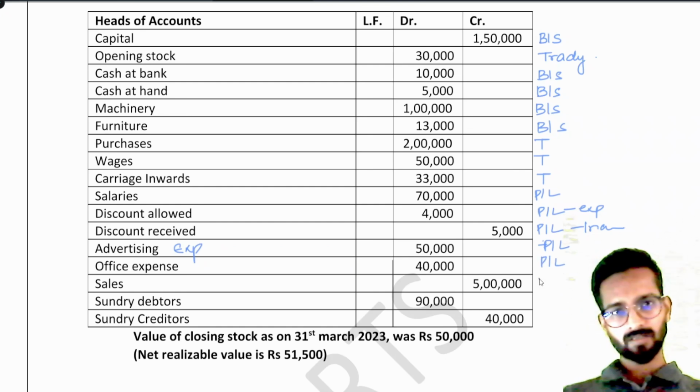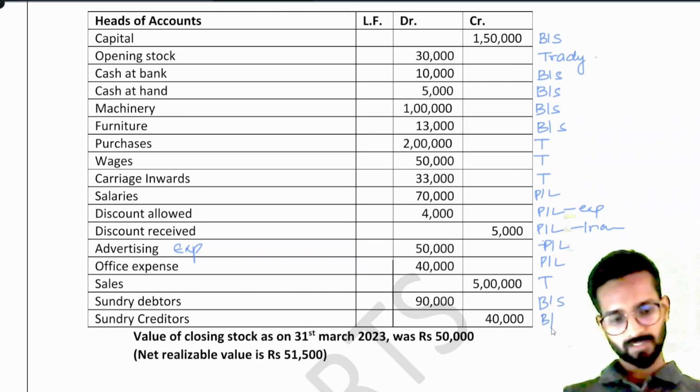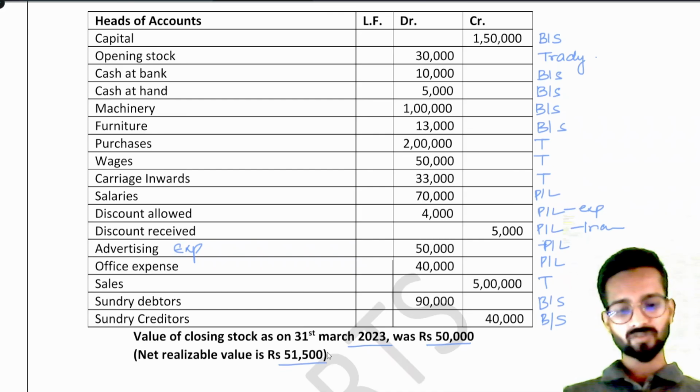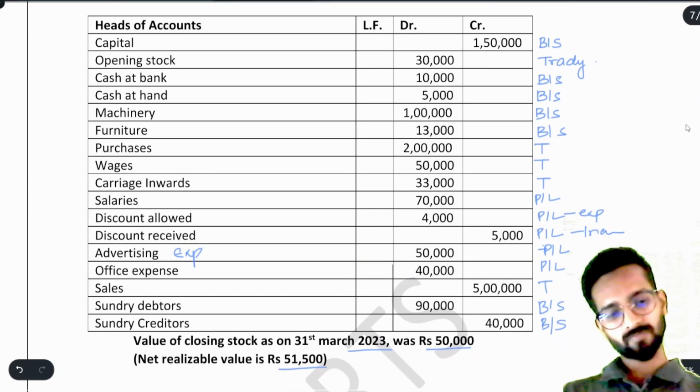Sales, P&L. No sir, trading account. Okay. Sundry debtors is balance sheet or trading? Balance sheet. Sundry creditors, balance sheet. Very good. You are getting smarter. Value of closing stock as on 31st March 2023 was rupees 50,000. Net realizable value is 51,500. See, this is the trial balance already given. I will tell you one thing.